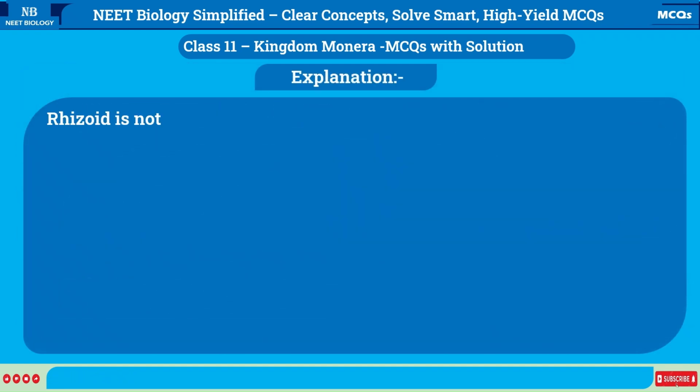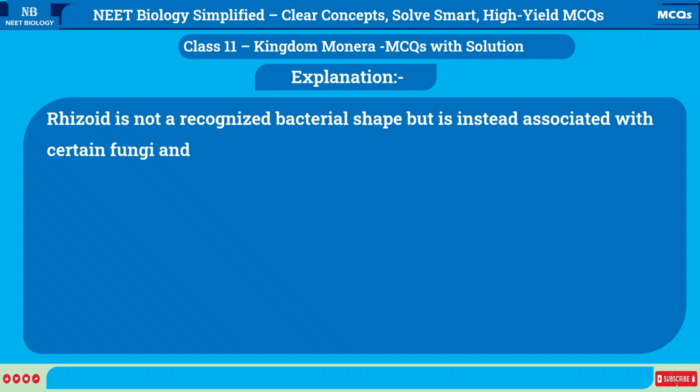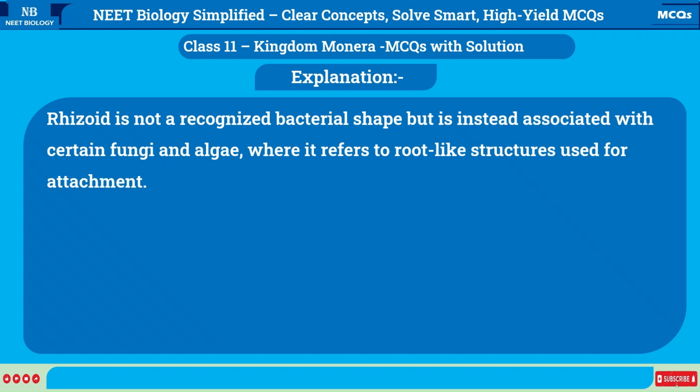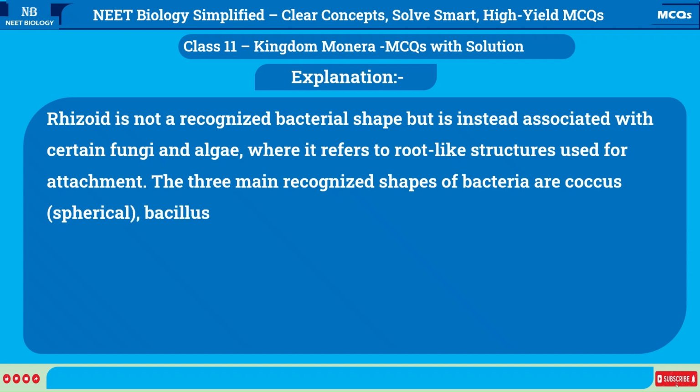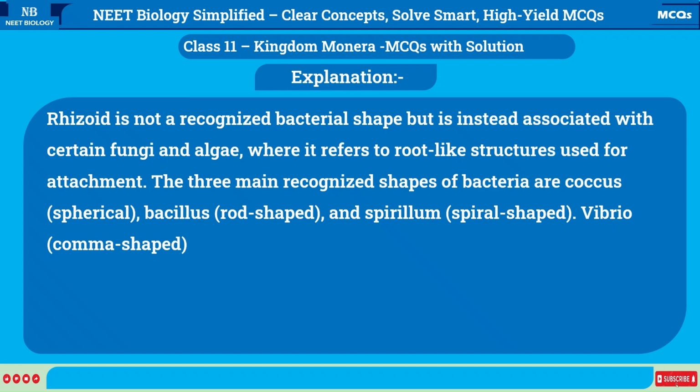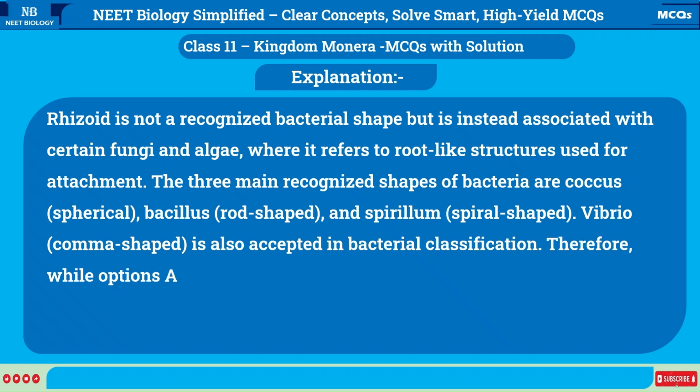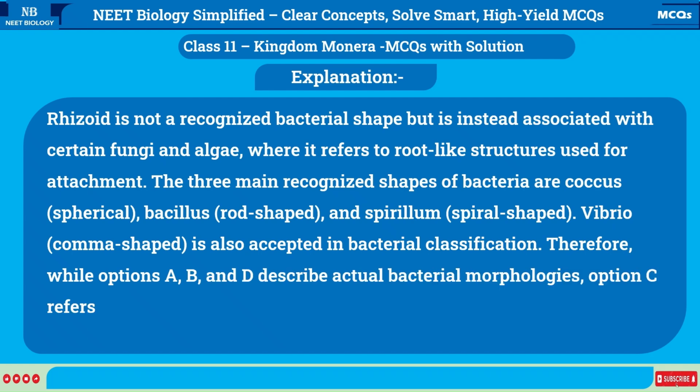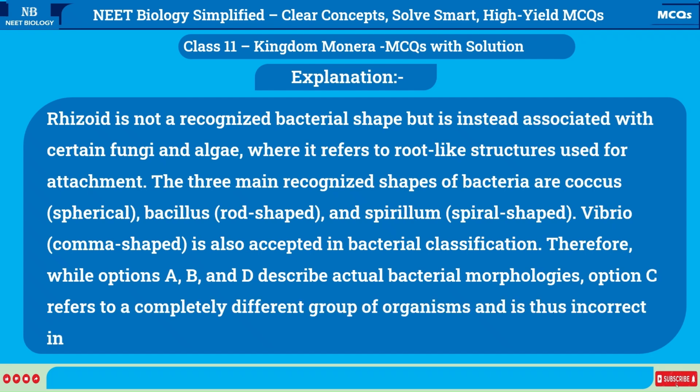Explanation: rhizoid is not a recognized bacterial shape, but is instead associated with certain fungi and algae, where it refers to root-like structures used for attachment. The three main recognized shapes of bacteria are Coccus, spherical; Bacillus, rod-shaped; and Spirillum, spiral-shaped. Vibrio, comma-shaped, is also accepted in bacterial classification. Therefore, while options A, B, and D describe actual bacterial morphologies, option C refers to a completely different group of organisms and is thus incorrect in this context.